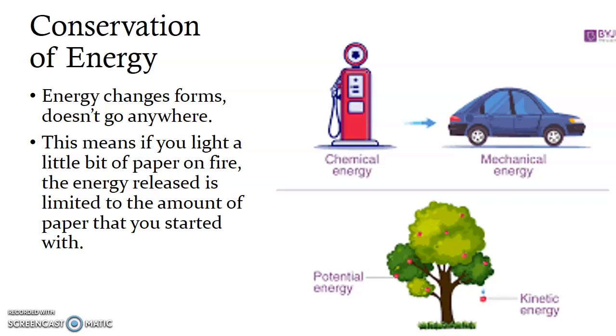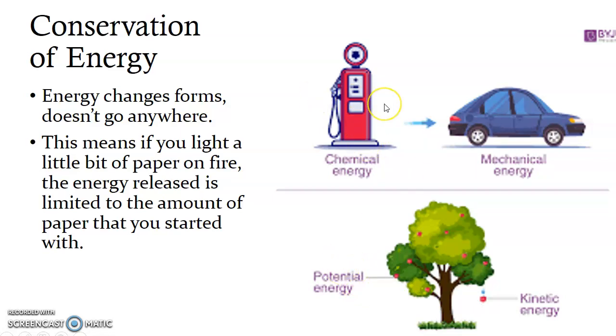Conservation of energy means energy changes forms and it doesn't go anywhere. So, for example, let's say you have chemical energy and you turn it into mechanical energy. Or if you have potential energy, you have kinetic energy. Now, what the word conservation of energy means is that you're not going to give an object more kinetic energy than the potential energy it started with.